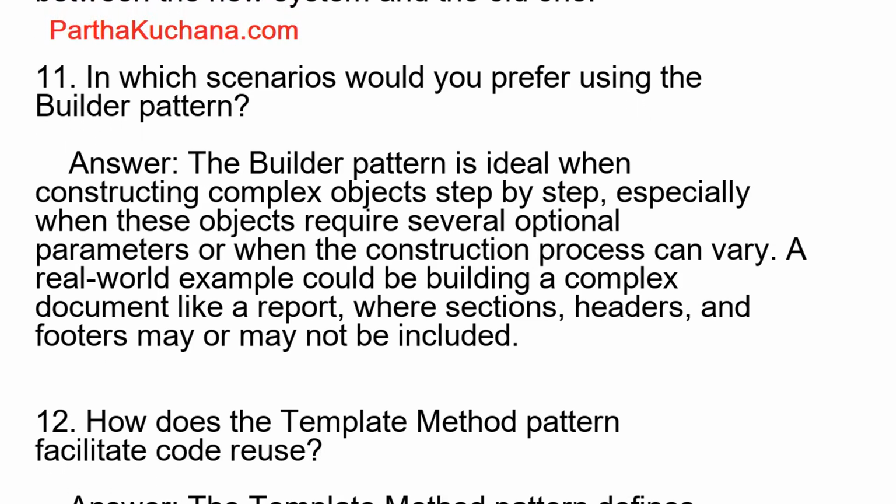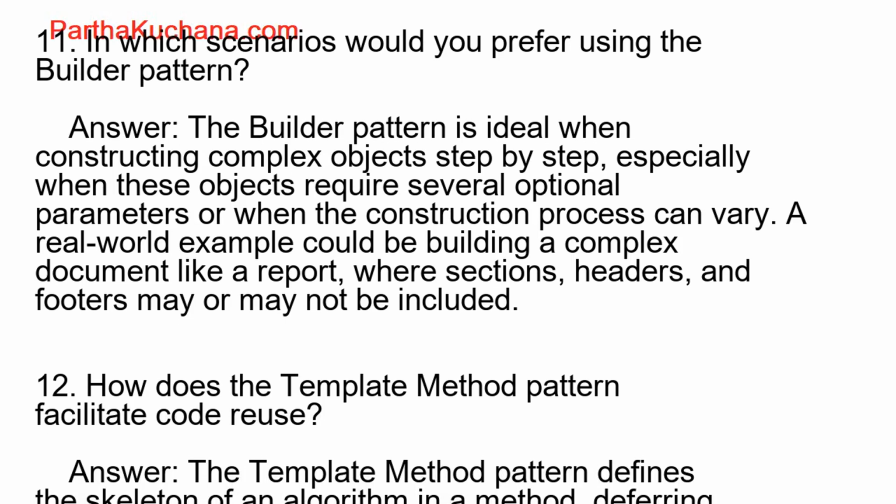13. How would you apply the mediator pattern to reduce coupling in a system? Answer.